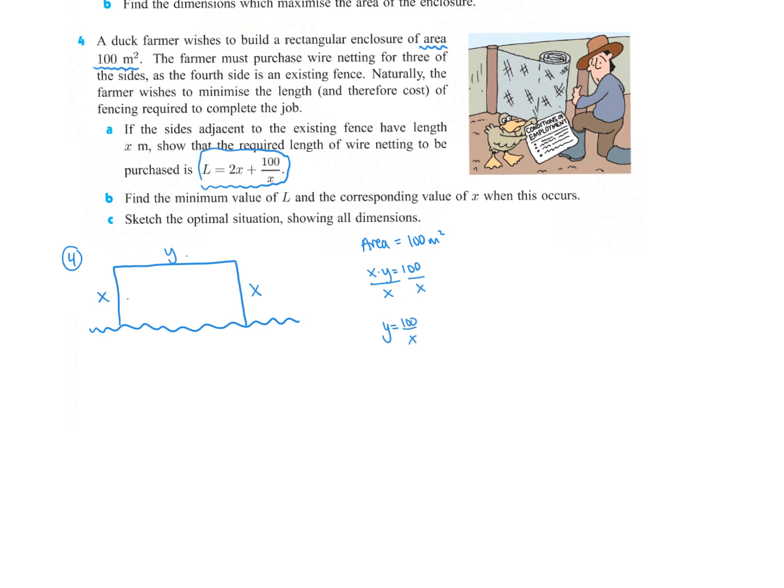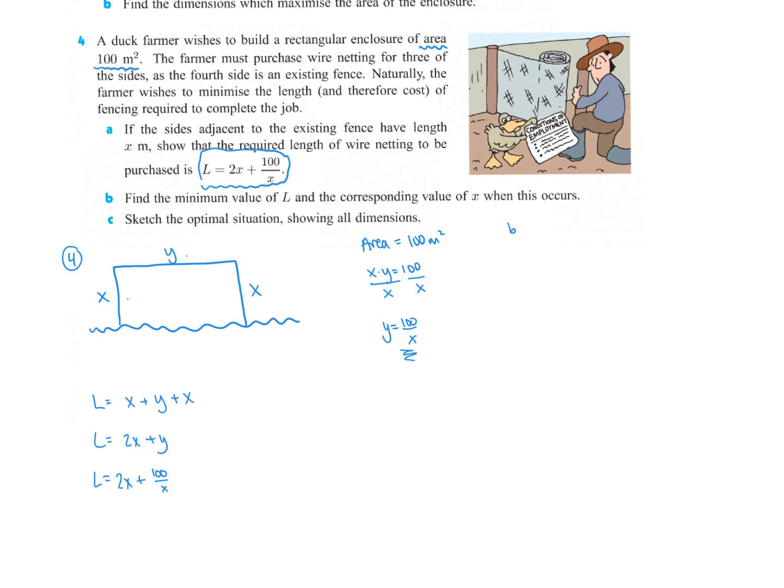So now if we think about the length of wire that she needs to use, she needs to add up all 3 sides. So x plus y plus x. So that's 2x plus y, and we just found out that y is 100 over x. So 2x plus 100 over x. Okay, so that's part A.